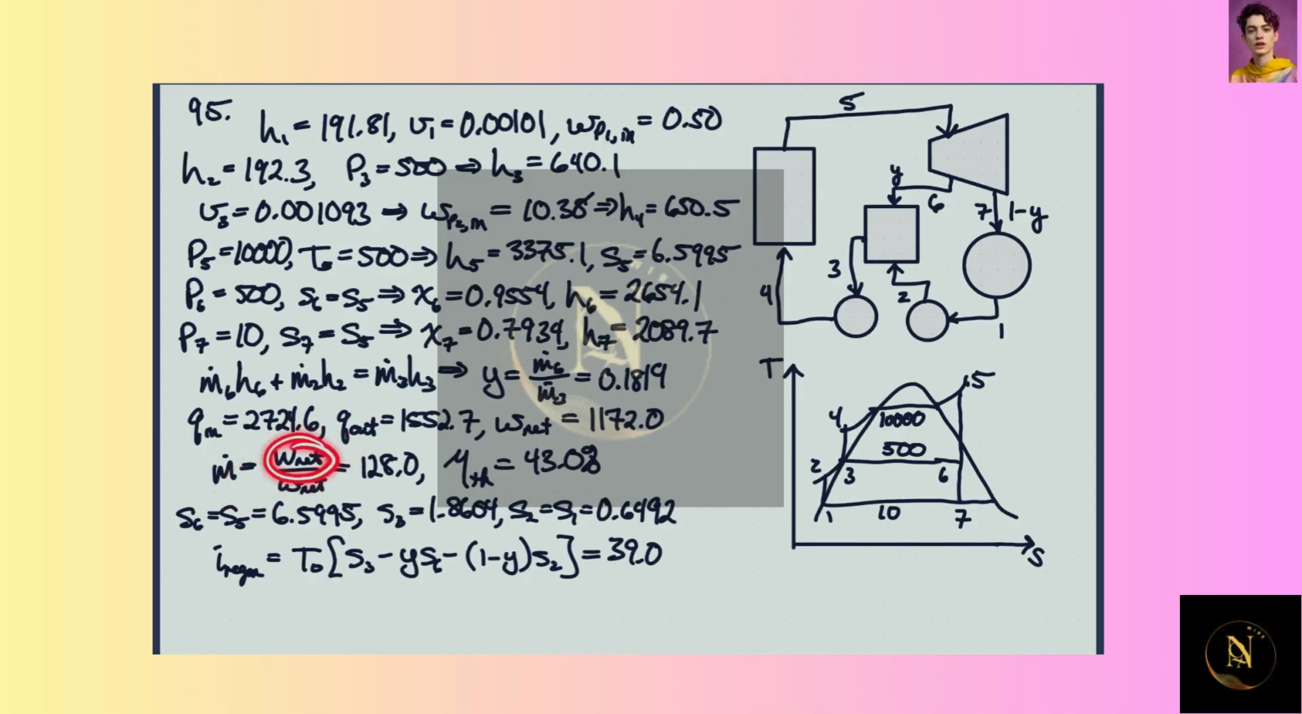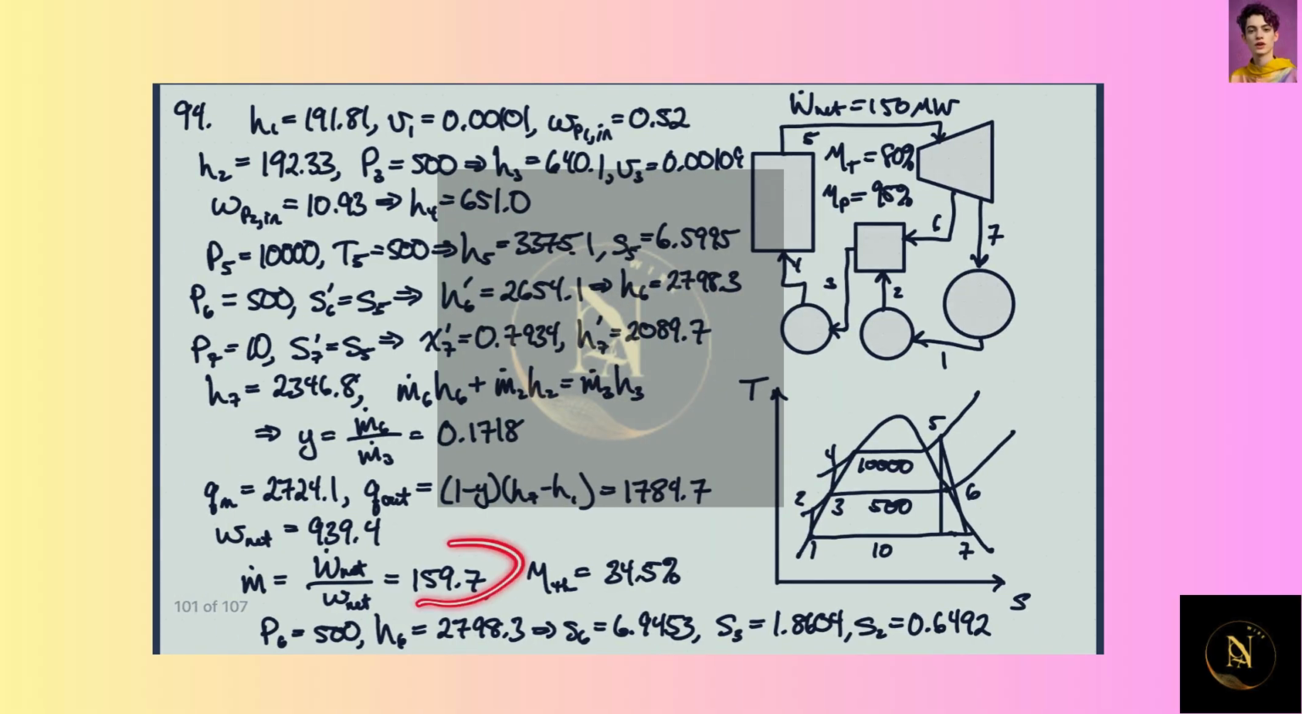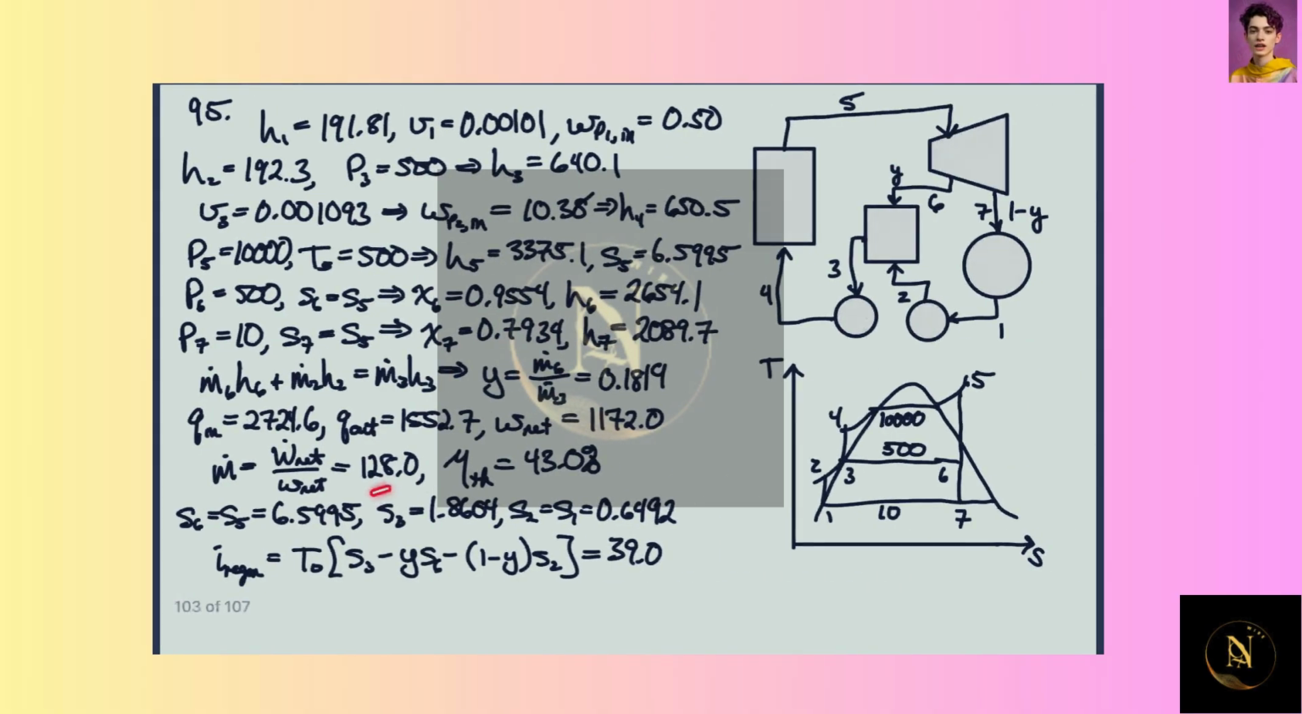We still have a power output of this turbine of 150 megawatts, so we can divide by the specific net work out, and that gives us the flow rate, and that's 128 kilograms per second as opposed to 160. So again, for a given power output of this plant, if we have less efficient devices, we need more flow, which makes sense.